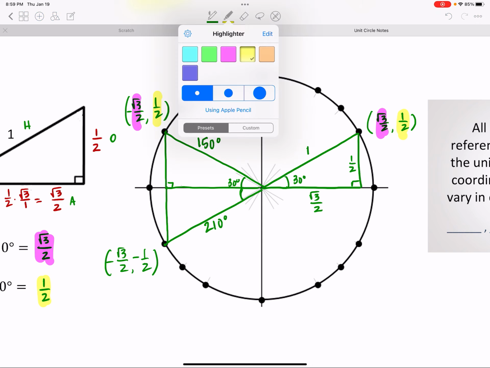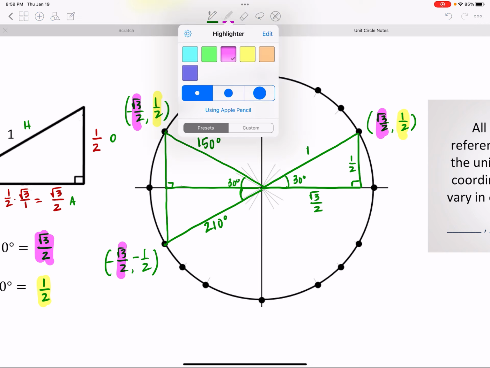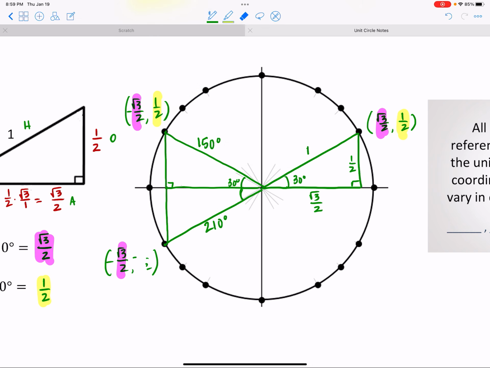So what is the cosine for 210? Negative radical 3 over 2. What is the sine for 210? Oops, that's my eraser, and I meant my highlighter, is negative 1/2. And then one more time, and I'm going to have to move this. Take this and then reflect it over to quadrant 4. Make a 30-degree reference angle here. Same triangle, same coordinates. Radical 3 over 2, 1/2.